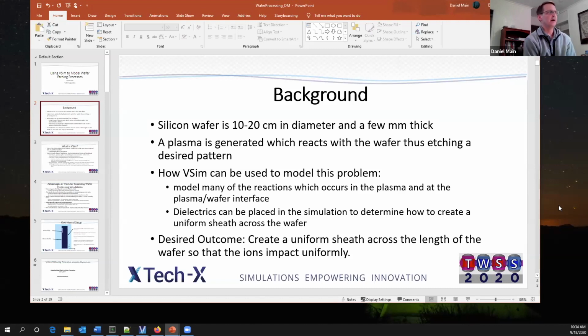So how can VSim be used for this? We can model many of the reactions which occur in the plasma and at the plasma-wafer interface. We can put dielectrics into the simulation to determine how to create a uniform sheath across the wafer. A desired outcome for this sort of problem would be to create a uniform sheath across the length of the wafer so that the ions impact uniformly.